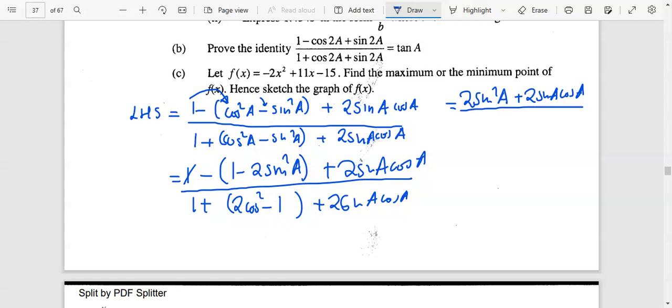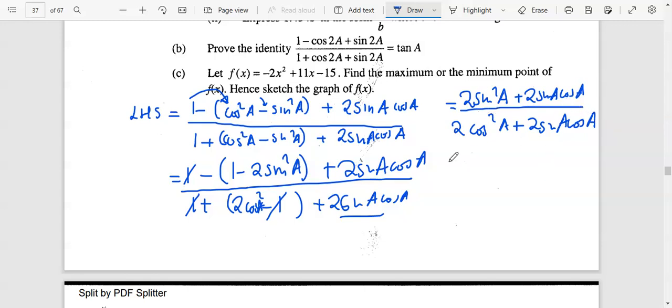So I hope this is not going to be confusing to you guys. cos 2a is the same as 1 minus 2 sin squared a, or 2 cos squared a minus 1. So this 1 and this negative 1 will cancel out, and we'll just remain with 2 cos squared a, then plus 2 sin a cos a.